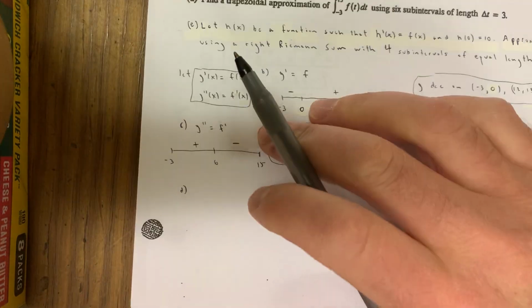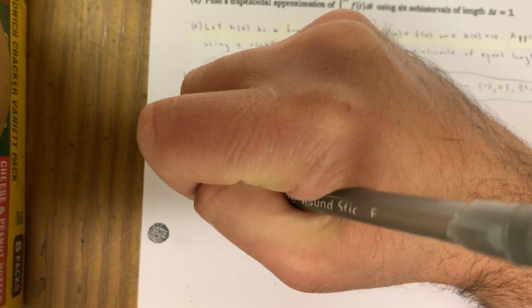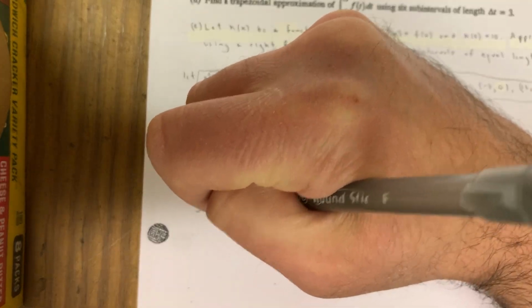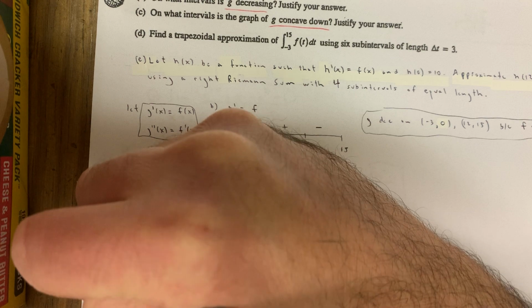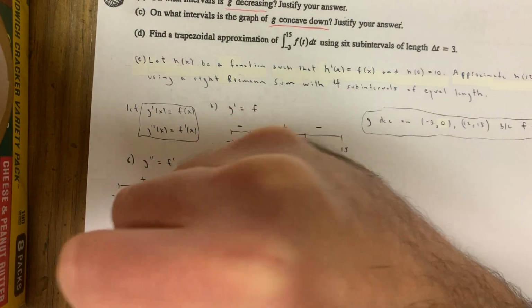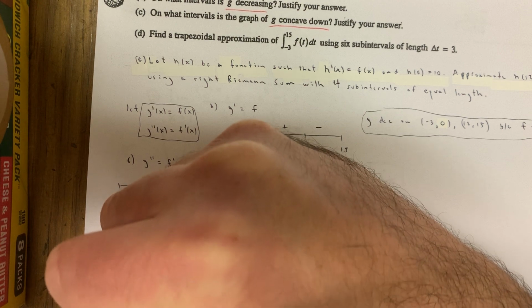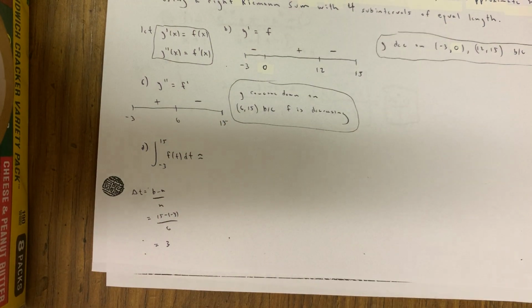So, six subintervals of equal length, if you want the integral from -3 to 15 of f of t with respect to t, approximately, a trapezoidal approximation. Remember, delta t, delta x, it's always b minus a over n. So in this case, it would be 15 minus -3 divided by 6, which is 18 divided by 6, which is 3. And they told you delta t is equal to 3.